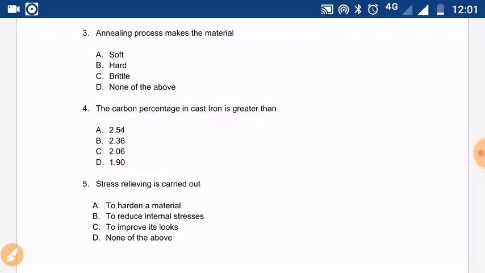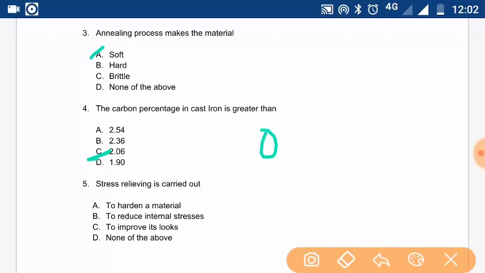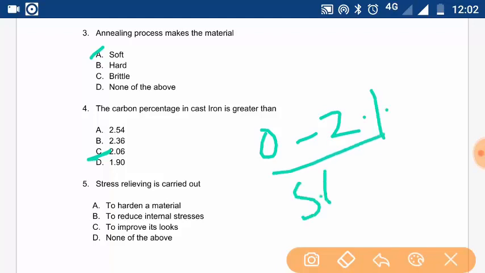Now question 3. The annealing process makes the material soft, hard, brittle, or none of the above. So it makes the material soft. The carbon percentage in cast iron is greater than 2.54, 2.36, 2.06, or 1.90. The answer will be 2.06. Why? Because up to 2% we consider it steel, and above 2% it is cast iron.